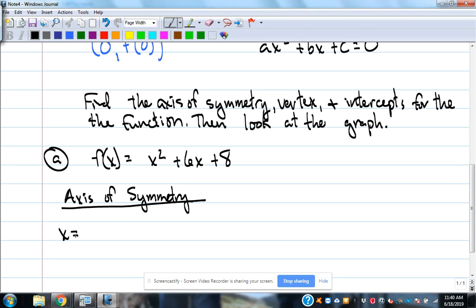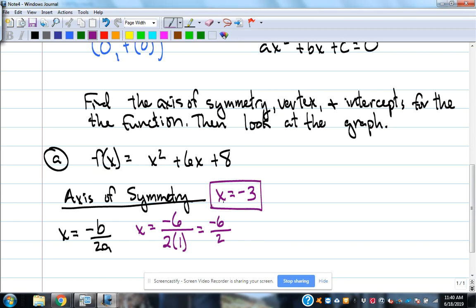Remember, it has a nice formula. Negative b divided by 2a. X equals negative b divided by 2a. So plugging in the stuff we know. I know b is 6, so negative b would be negative 6. A is 1, so I know 2 times a would be 2 times 1. So that'd be negative 6 over 2, which is negative 3. So the axis of symmetry is this equation, x equals negative 3.